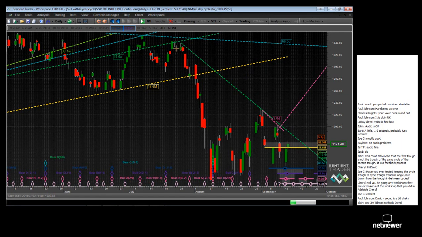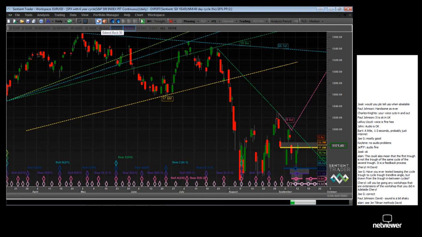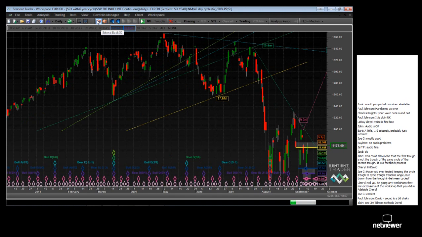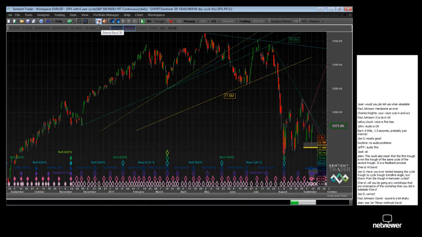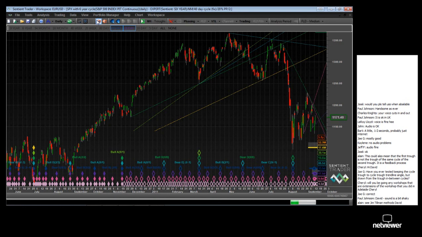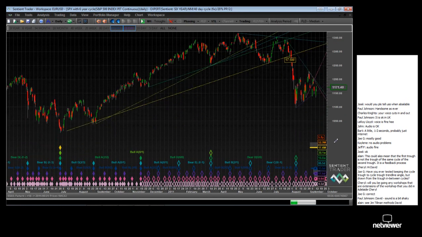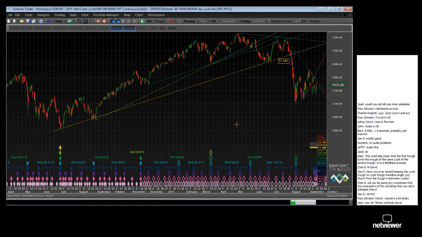So now let's have a look at Sentient Trader. If you have any questions about any of this, pop them into the chat window. Let's have a look at Sentient Trader and see what's going on here. Let's plot our VTLs. The first thing that should be immediately apparent to you is that VTLs have a point at which they expire, if you like, a point at which they're no longer important to us.